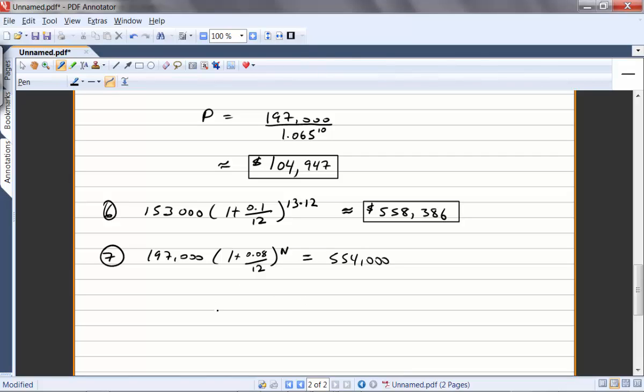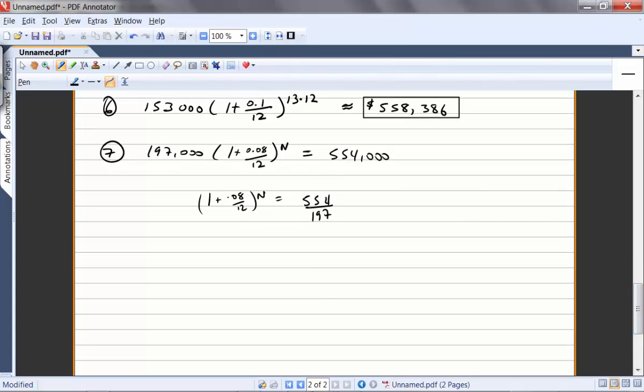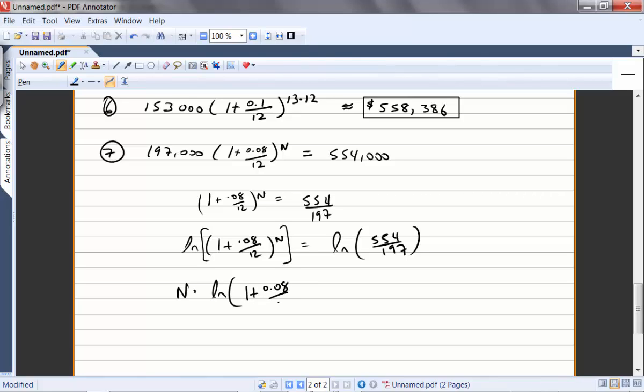Well, we can just solve this equation for n, just like we did before. First, isolate this by dividing both sides by 197,000. Then take the natural logarithm of both sides. And then invoke the property of natural logarithms: the natural logarithm of any number raised to any power is that power times the natural logarithm of that number. And then we solve for n.